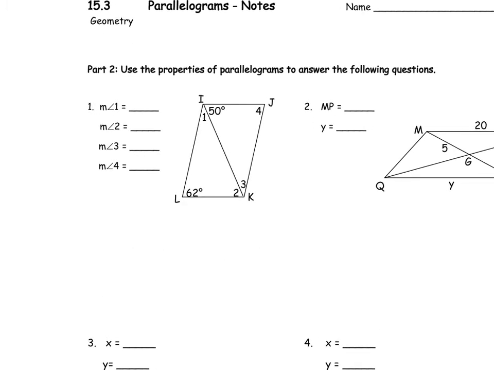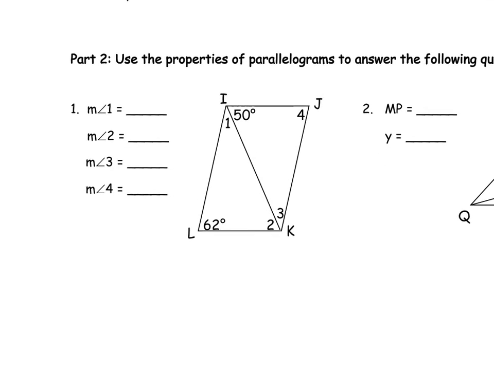So I'm going to look at number one, and I can see that this angle is 50. So then angle 2 is always going to be 50 as well, because alternate interior angles are congruent. So knowing that this is a parallelogram, that means that IJ is parallel to LK. So then 2 is going to be 50 degrees, just like its alternate interior angle. So 2 is 50 degrees.